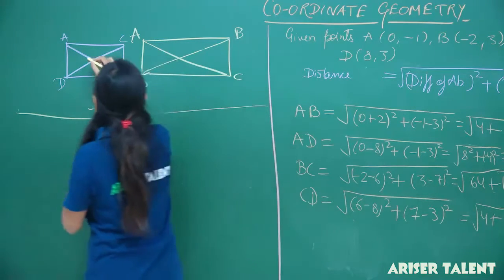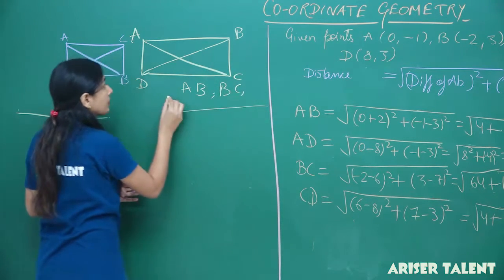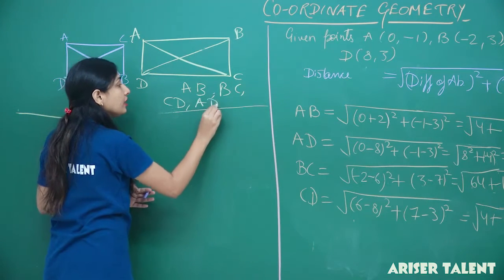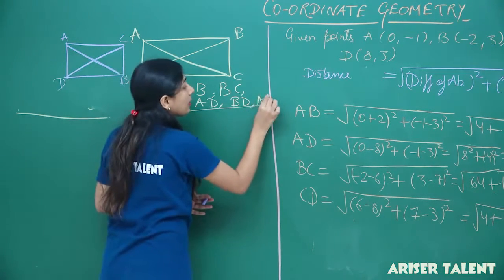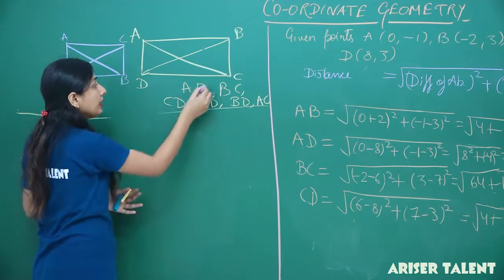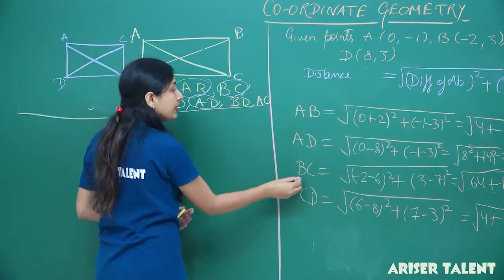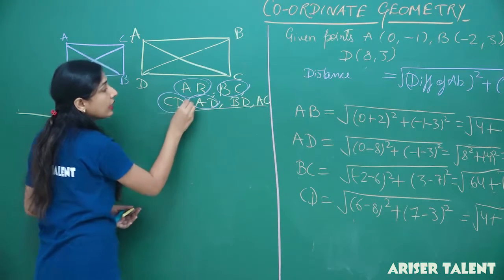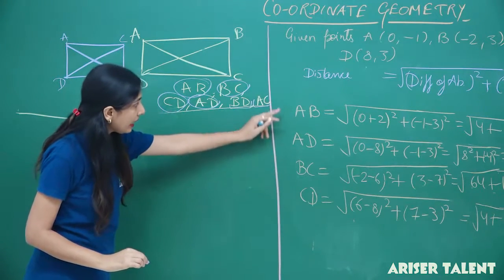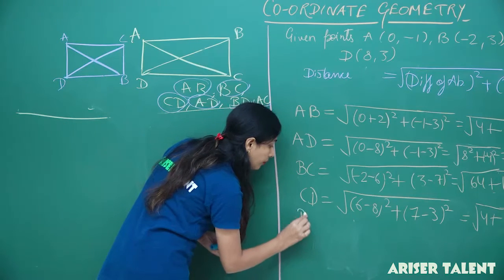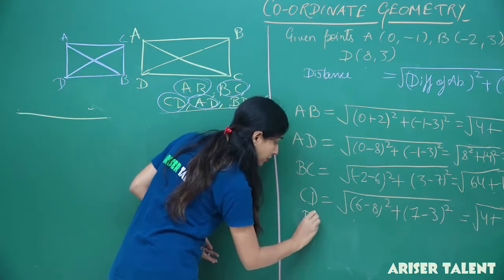So what do we have to do? We have to find out AB, BC, CD, AD, BD and AC. Now, what have we covered? We have covered AB, AD, BC and CD. Now what remains are BD and AC. So we'll talk about B and D.